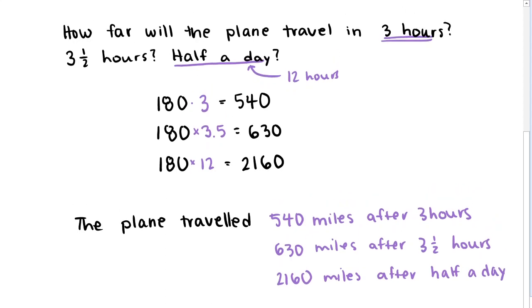So one other thing I want to mention is that this whole process where we plugged in numbers for our variable, this is what we called evaluating in the last video. I didn't take too much time to talk about this idea of evaluating, but here we evaluated our expression at t is equal to 3, at t is equal to 3.5, and at t is equal to 12. So evaluating just means plugging in some number for the variable and then computing the result.